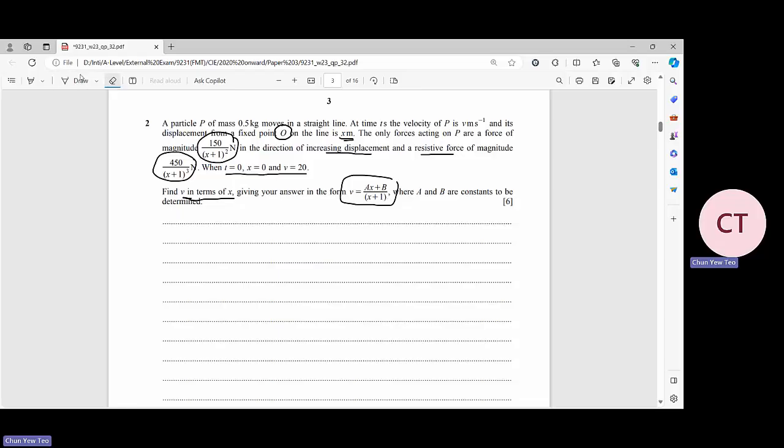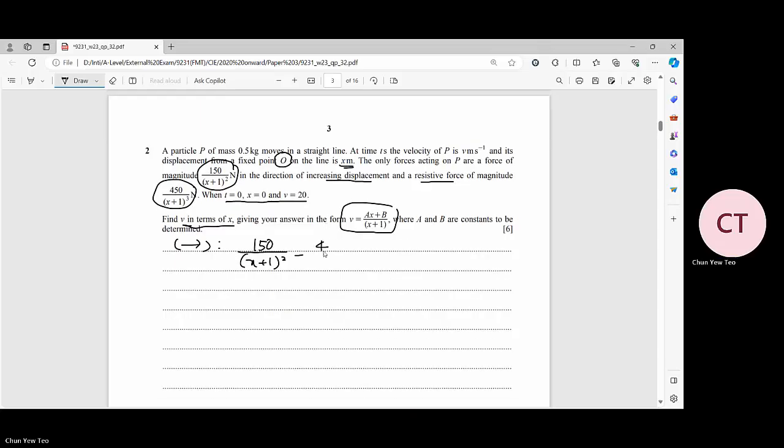Okay, so for this question, we just need to resolve the forces along the direction of the motion. You can see that you have the force that is moving the object minus the resistive force will be equal to ma. And the m is a half. So we just write the m as a half, a.